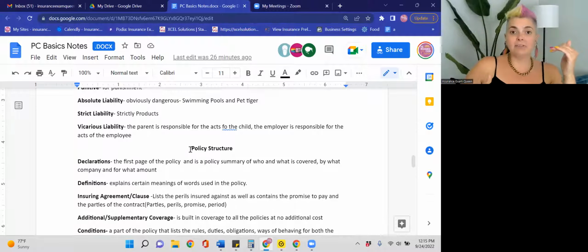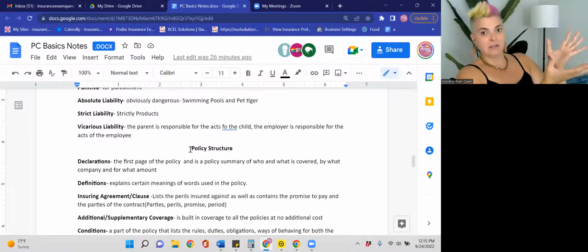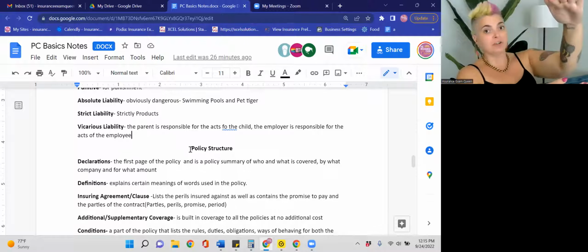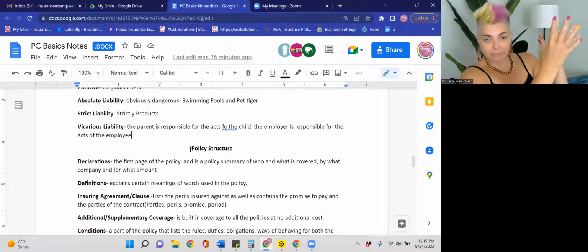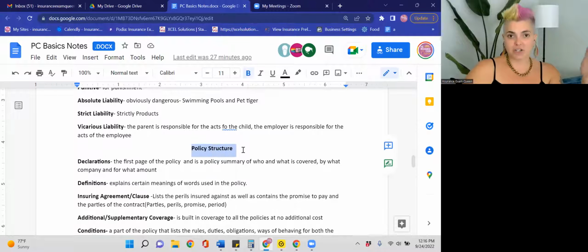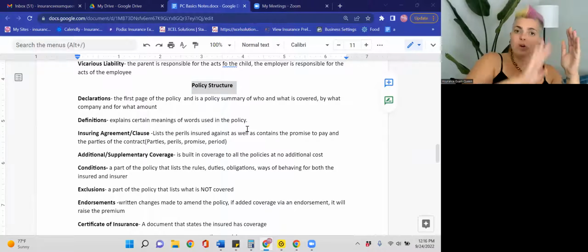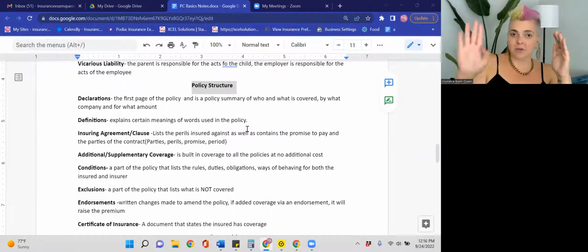Think of it as like a table of contents. When you think of a table of contents, they're like, this is a book on insurance. Study this book for insurance. Chapter 1 is general insurance terms. That's one part. Chapter 2 is policy provisions. That's a second part. So when we think of policy structure, we're just talking about parts of a policy, okay? The first part of a policy is the declaration page.